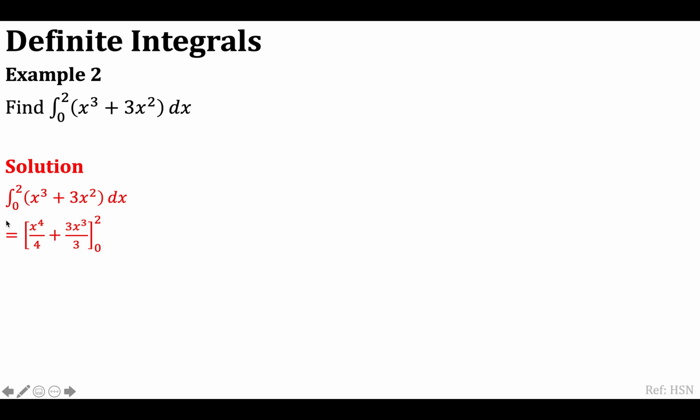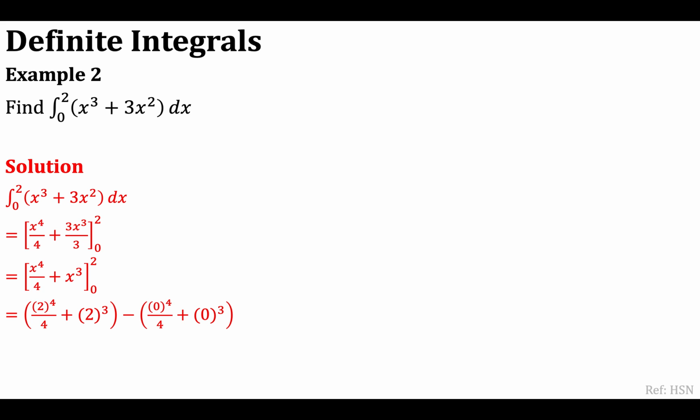I can also see here that my second term, 3x cubed over 3, can simplify to give me just x cubed. So I'm now going to take this expression and substitute in 2, and then subtract the same expression when I have substituted 0 in. Hopefully you can see from the first bracket I will get 4 plus 8. The second bracket will give me 0. So my final answer here is 12.